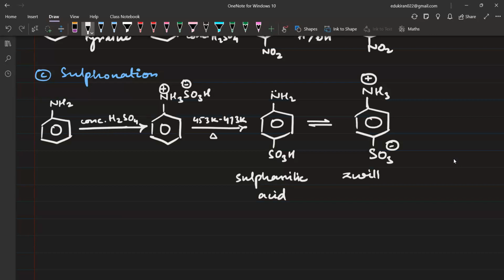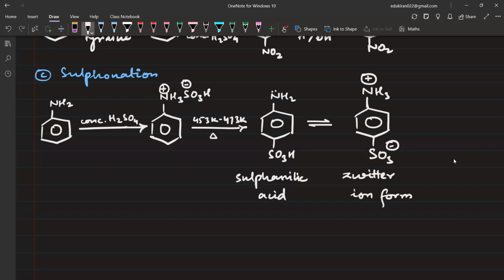ठीक है, this is the Zwitterion form. Zwitterion क्या होता है? A compound which is having positive and negative, both the charges in one molecule. ठीक है, this is the Zwitterion form. Now, the Zwitterion form of sulfanilic acid has been asked once. You have to show what is the Zwitterion form of sulfanilic acid. ठीक है, so this is very important. The name is also important, so that you should know what is sulfanilic acid and the Zwitterion form also.